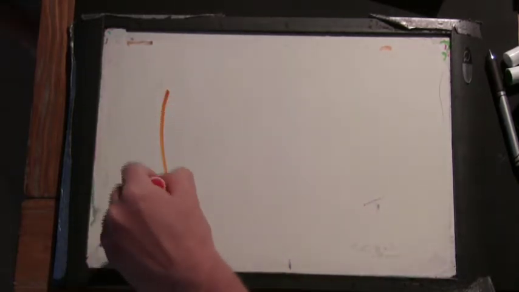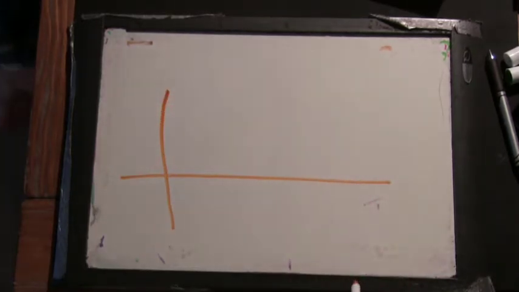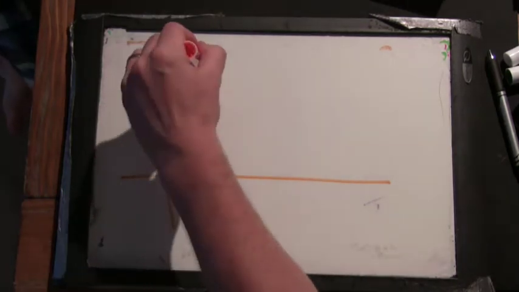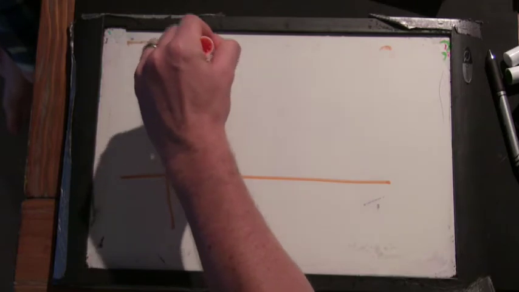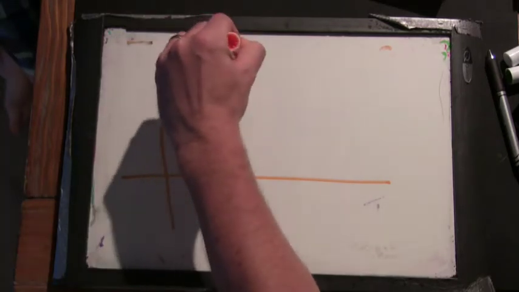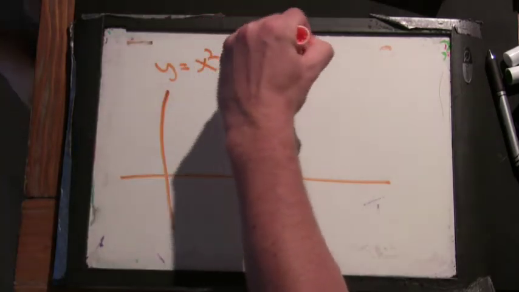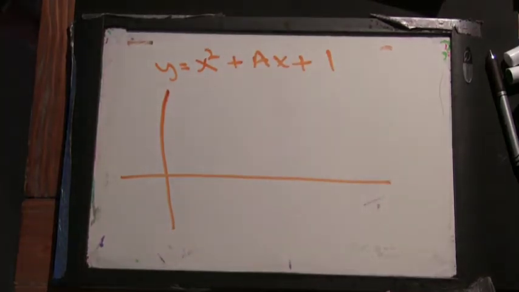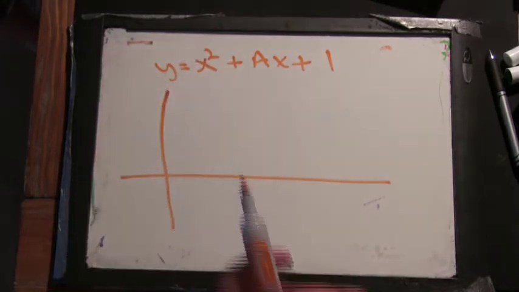Okay, so I want to talk about what's going on in these animations with hopefully a simple example. I don't expect you guys to understand all of this. I just want to show you what's going on. So I can have an equation like this: y equals x squared plus ax plus 1. And you know what shape this is going to be, right?